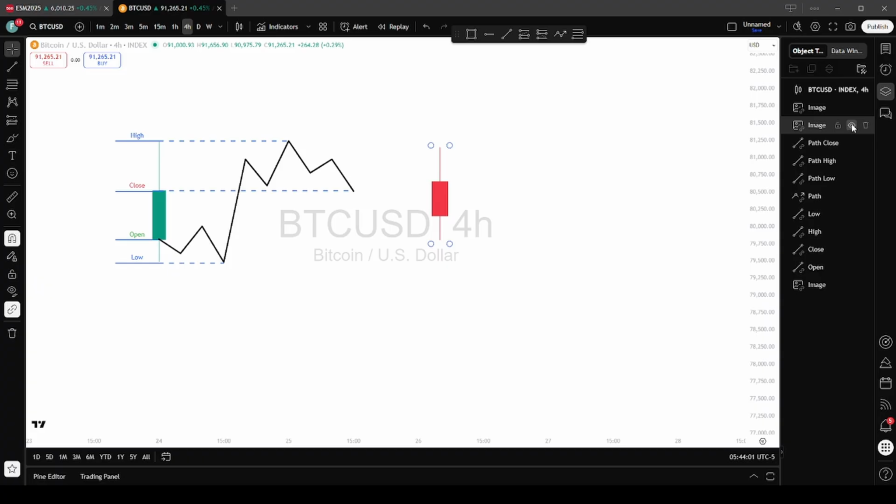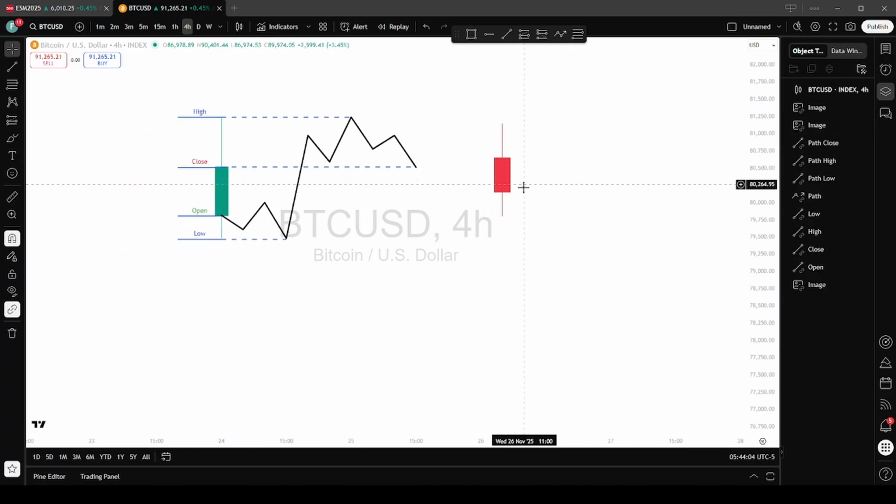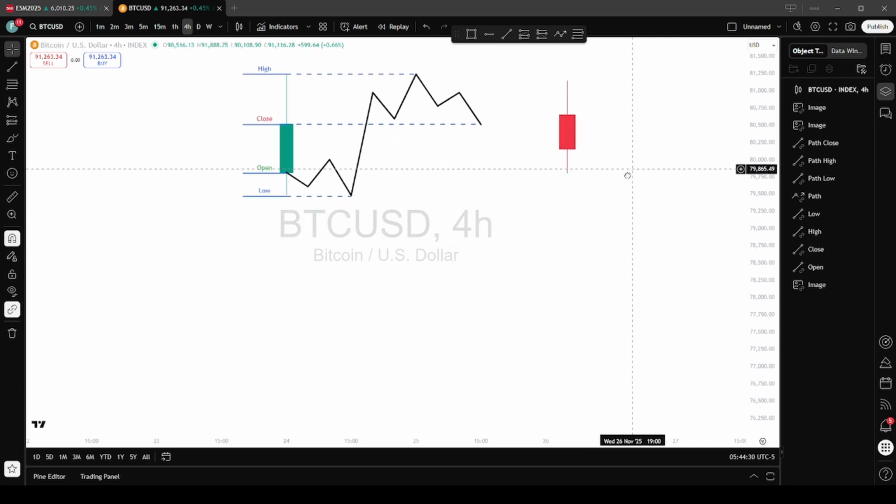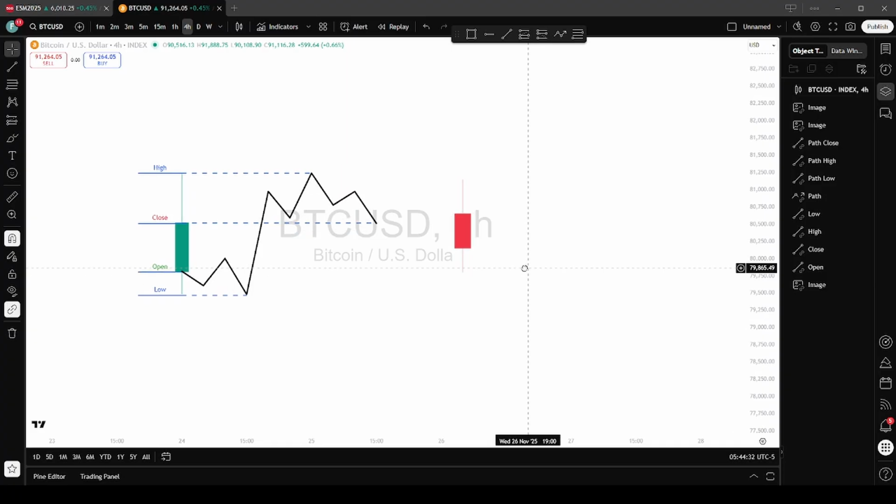This candle is bearish because the closing price is below the opening price. To identify the opening and closing of a candle, we simply look at its color. If the candle is green, the lower point of the body is the opening price and the upper point is the closing price. If the candle is red, the upper point of the body is the opening price and the lower point is the closing price. Remember, a candle is simply the story of how price moved during that period.